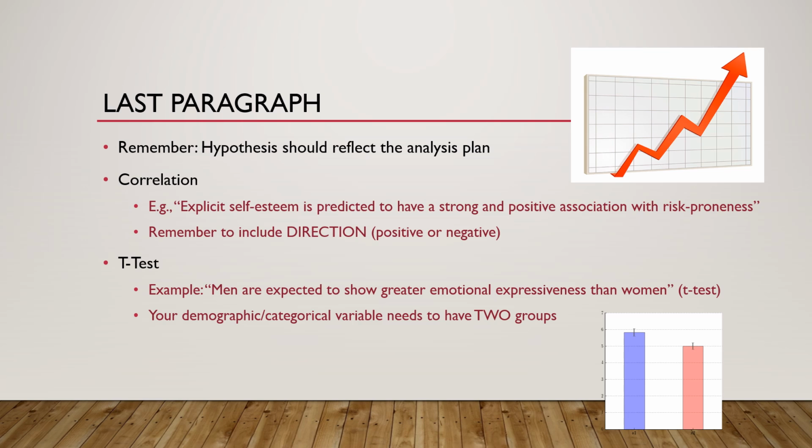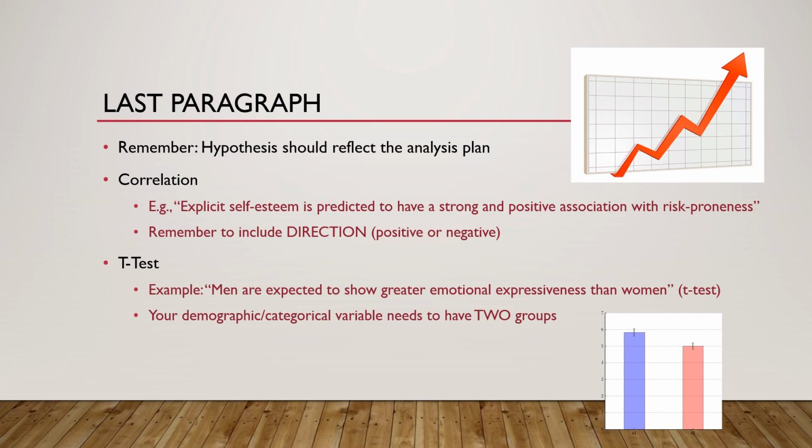So in this example, we have explicit self-esteem is predicted to have a strong and positive association with risk proneness. So this would have been an article about how people who think of themselves positively might be more likely to take risks because they feel kind of confident in themselves. That's a hypothesis, and maybe it'll be backed up in the data, maybe it won't.